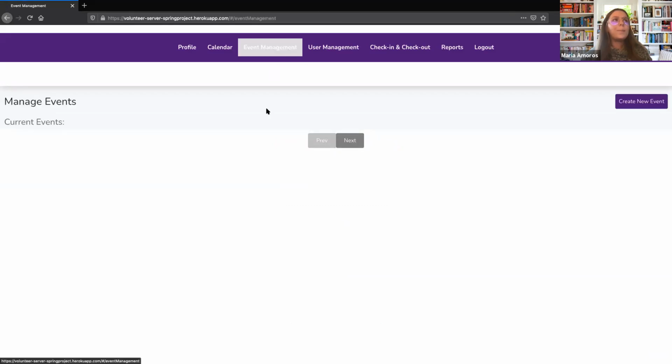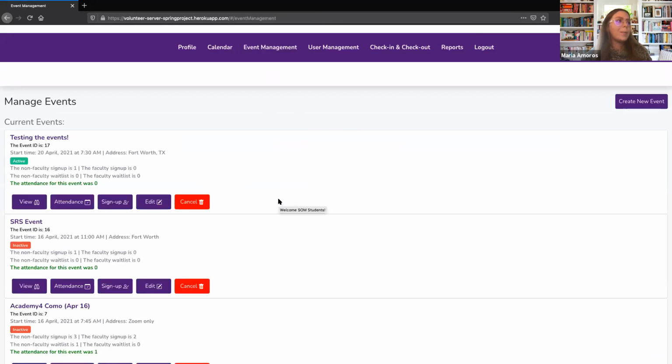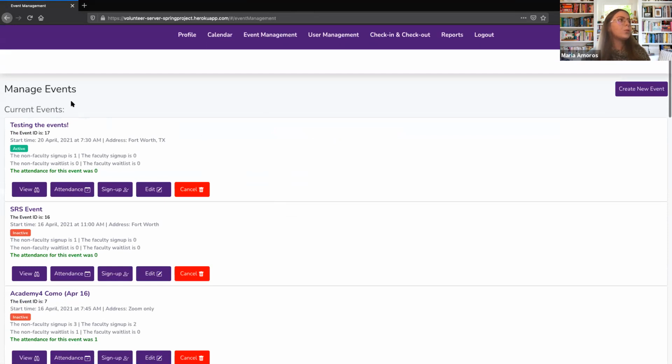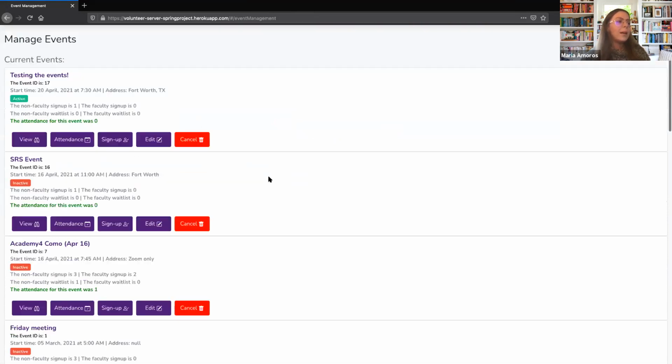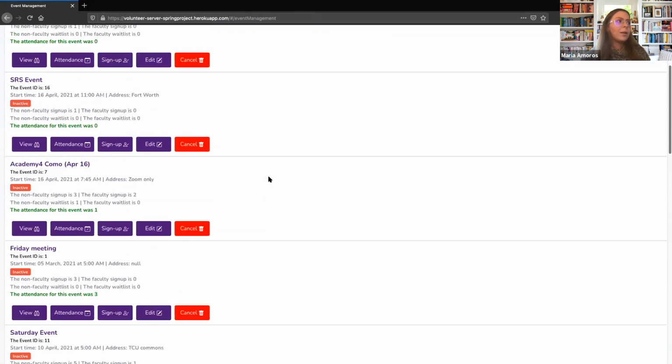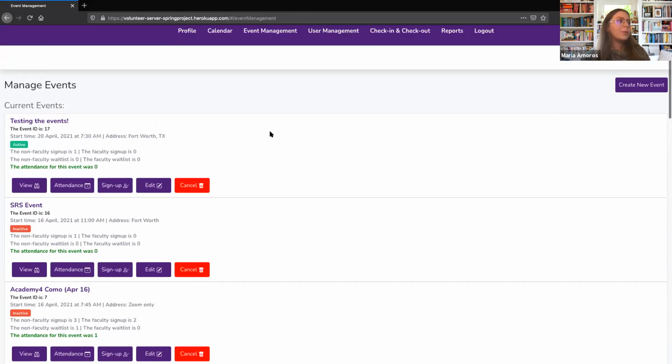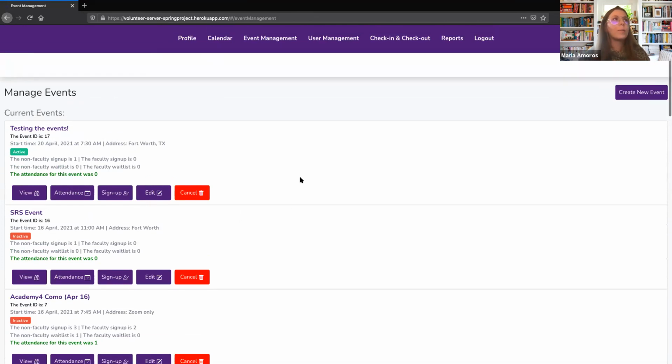Also, the medical school staff will be able to see and manage events right here. Dr. Bonnell will be able to view all of the events, the attendance, who has signed up, who is on the wait list, and also modify those events as well as cancel them in case the event is not going to occur anymore.